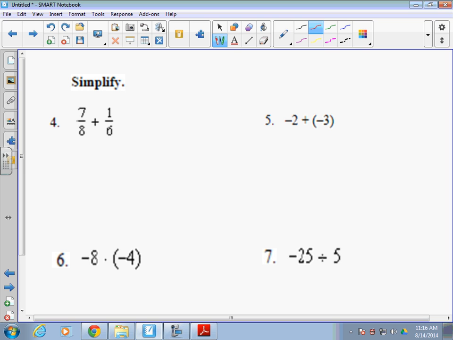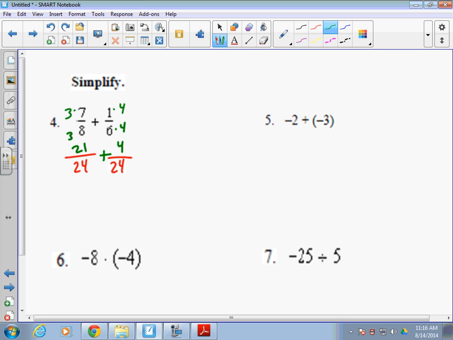Okay, then you had to simplify these problems. Simplify 7 over 8 plus 1 over 6. You want the smallest number that 8 and 6 go into, which is 24. If you multiplied them by each other and got 48, that's okay. You're just going to have to simplify it at the very end. Multiply this one by 3. So you multiply 7 by 3 to get 21 over 24. Multiply this one by 4.